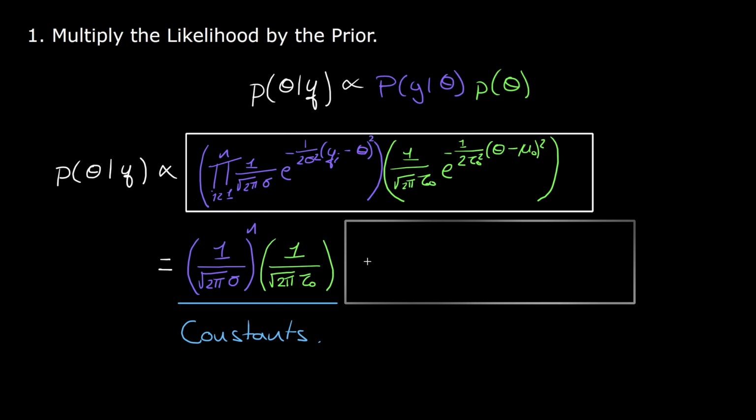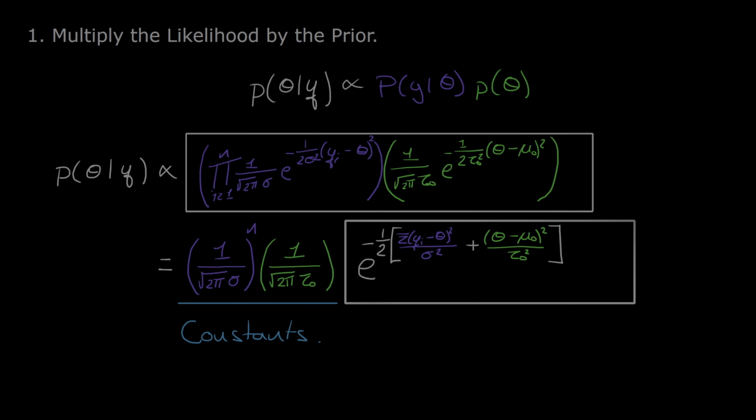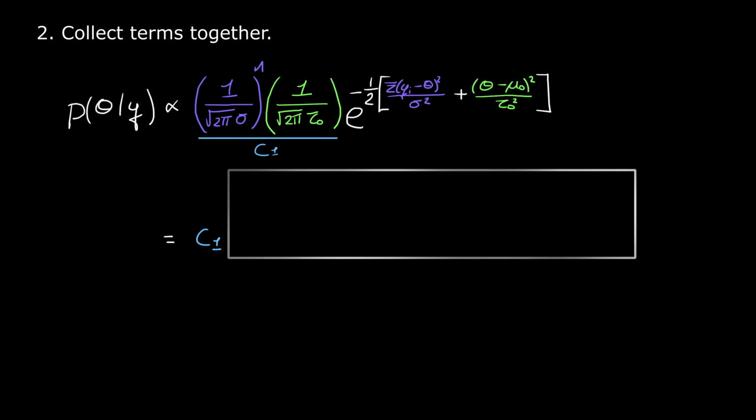We can separate the normalization constants in both the likelihood and the prior from the calculation because these do not depend on theta. There is a product of n of these from the likelihood and one from the prior. We can then simplify the expression involving a product of exponentials by combining the exponents in a sum. Let's call the product of these constants C1.